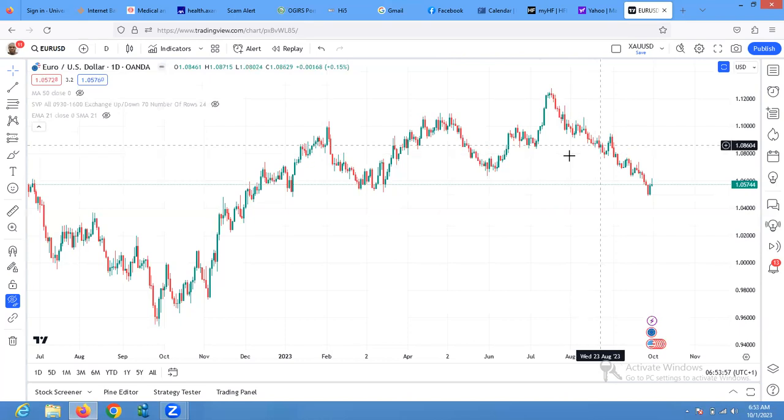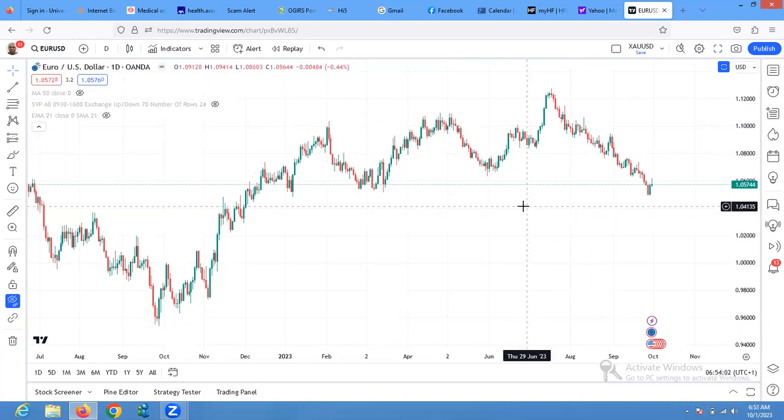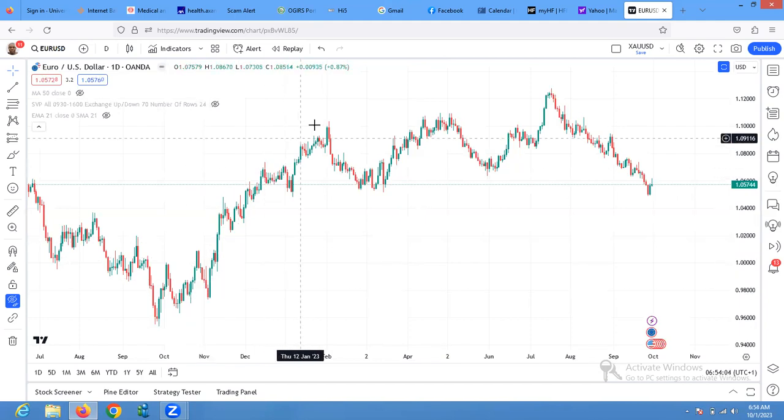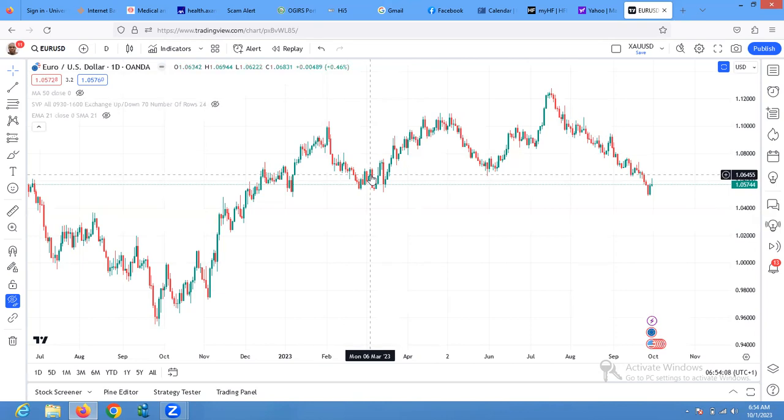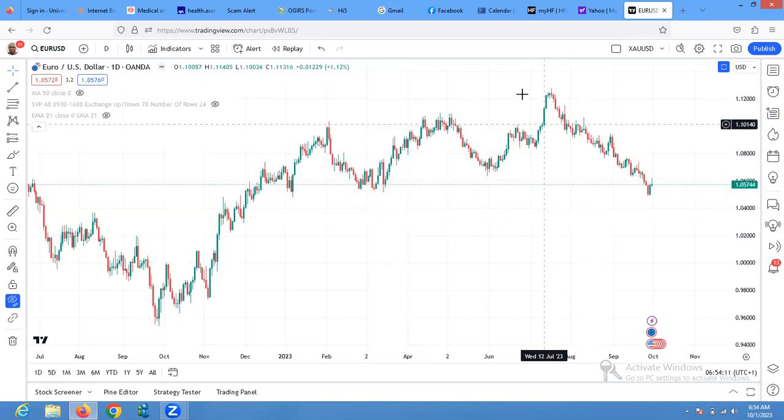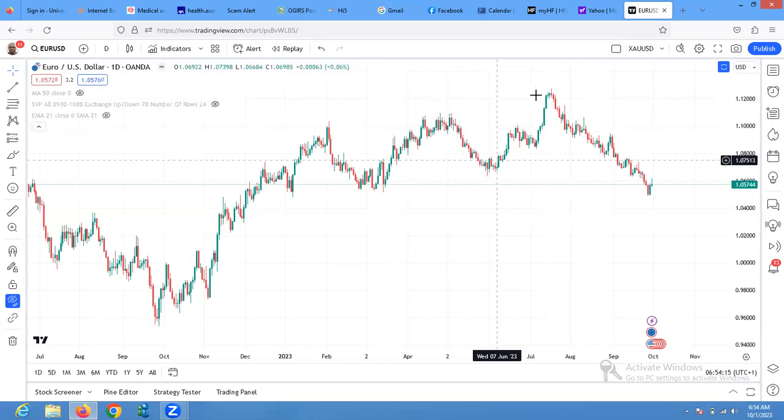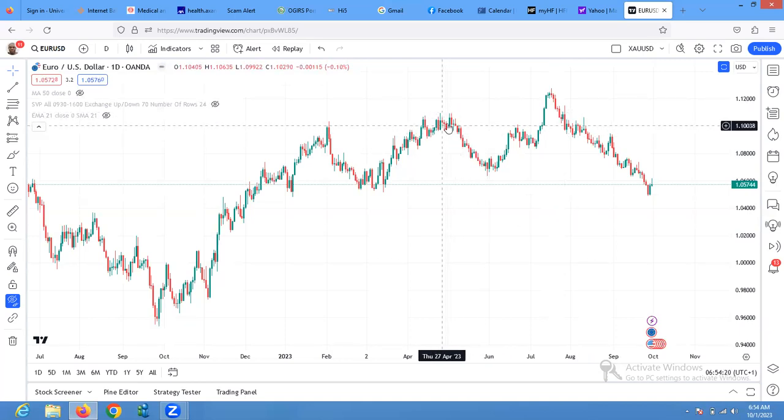So what it is now is that we are seeing this as a wave one. We are seeing this as a wave A. We are seeing this in the middle as a wave B: A of B, B of B, and a C of B. And this is a flat in the middle.